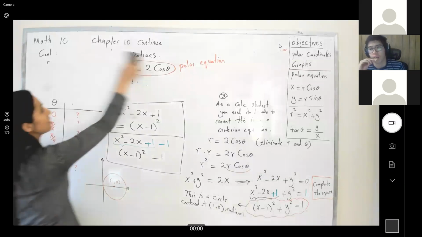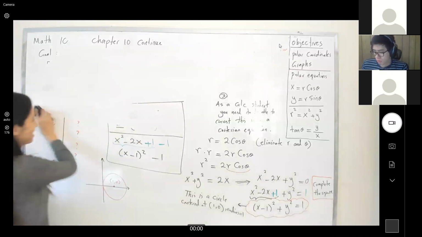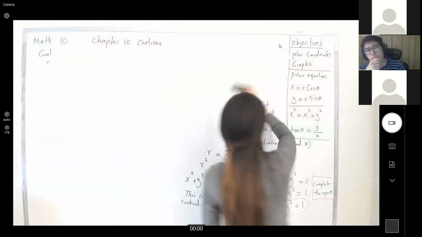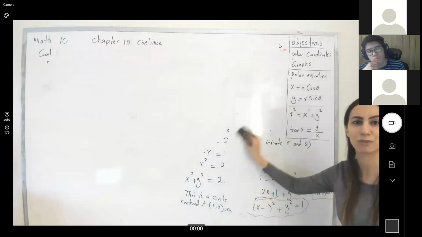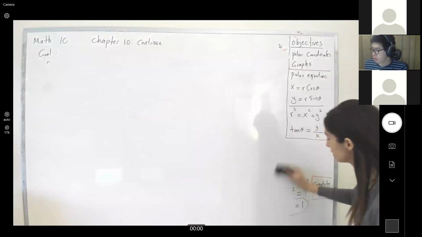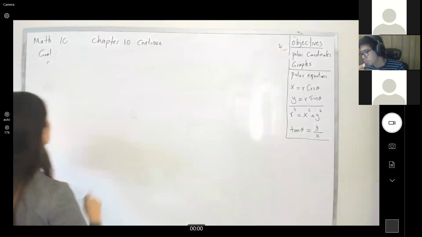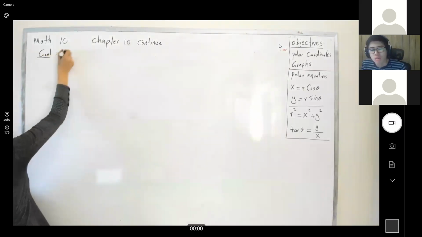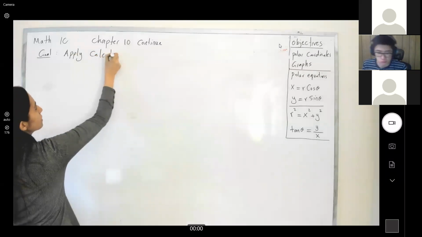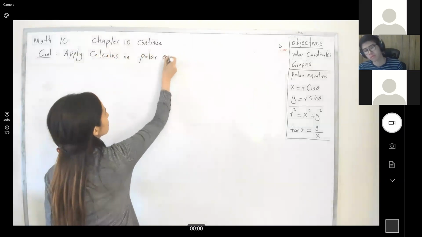So our next example involves taking derivatives. Note that here you have sine and cosine. It means that you're dealing with the derivatives of trig functions. So let us write the example here. First of all, our goal is to apply calculus on polar equations.